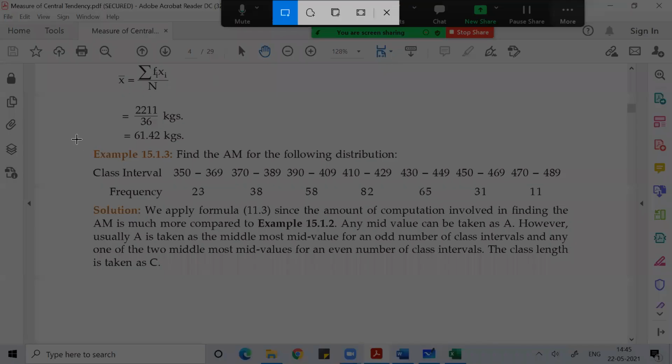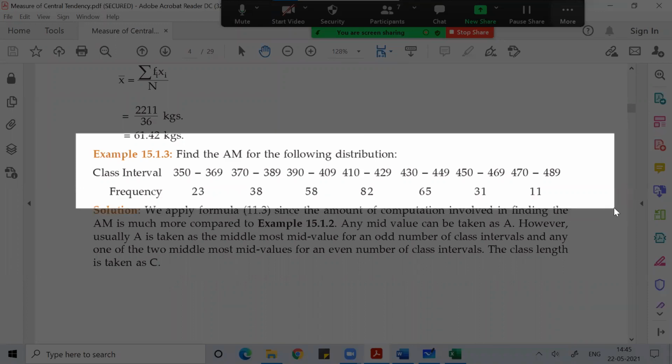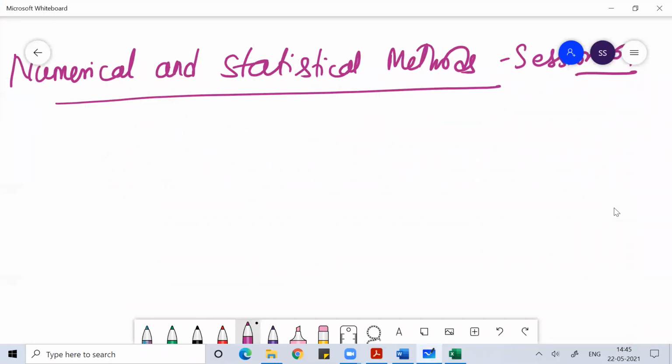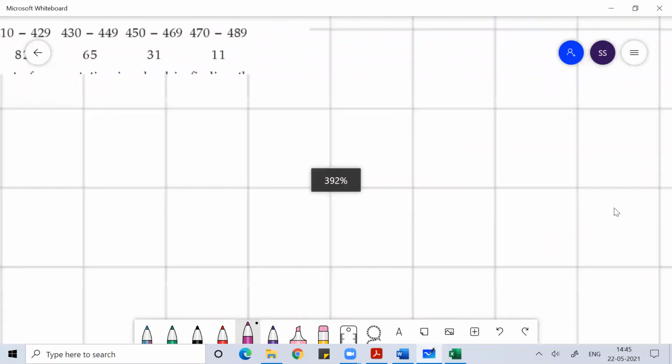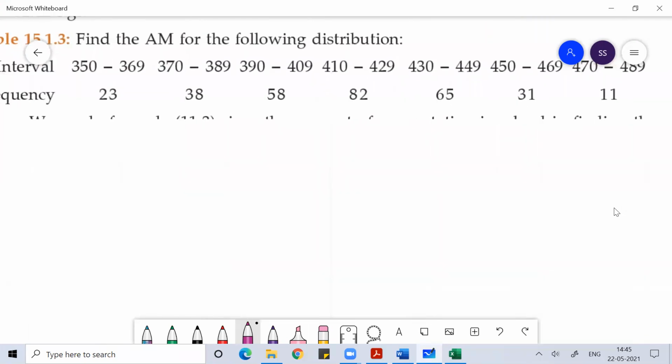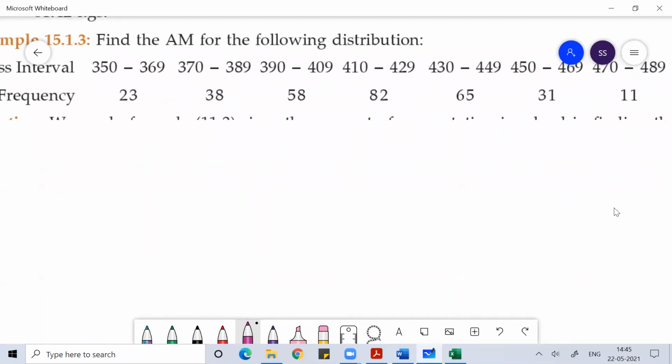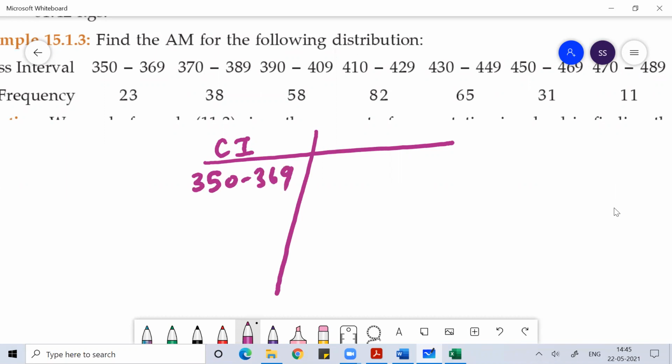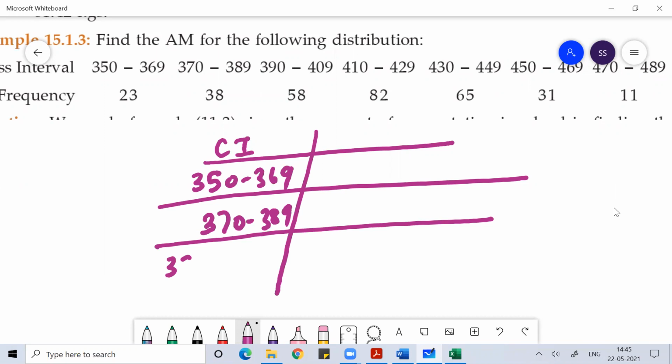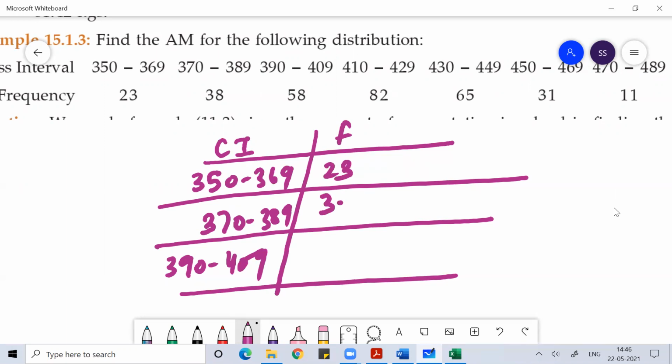Suppose this is the question. For this question, you have to find a mean or median or mode, it doesn't matter, forget that part. What I wanted to explain here is the class intervals. The first class interval is 350 to 369, then 370 to 389, then 390 to 409. For these class intervals, you have data of frequency 23, 38, 58.